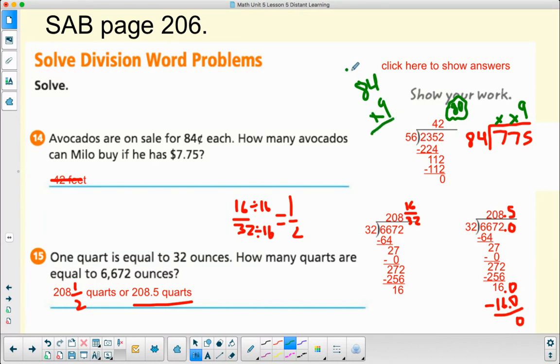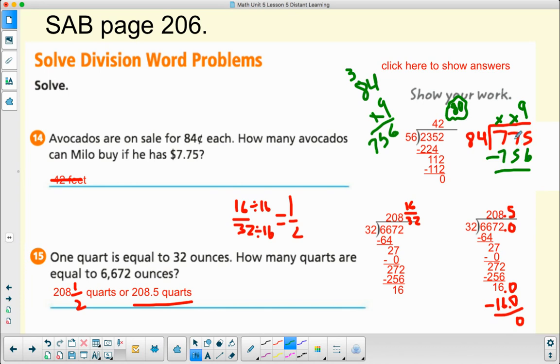gives me 36. And 9 multiplied by 8 is 72. 756. That looks pretty good. So 9 groups of 84. 9 multiplied by 84 gave me 756. So I did not overestimate.